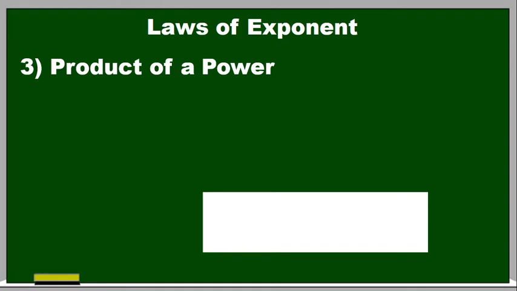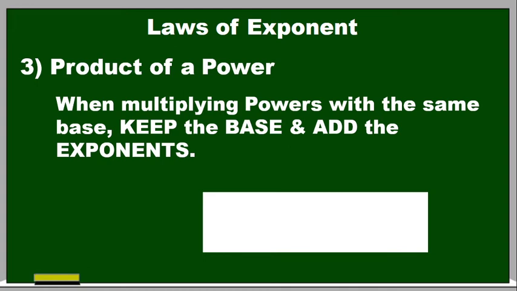Another law of exponent, we have product of a power. When multiplying powers with the same base, keep the base and add the exponents. So what are your keywords in product of a power? As long as you are multiplying powers with the same base, the first thing to do is keep the base. So that's the first keyword, keep the base, and then add the exponents. So your second keyword is add the exponents.